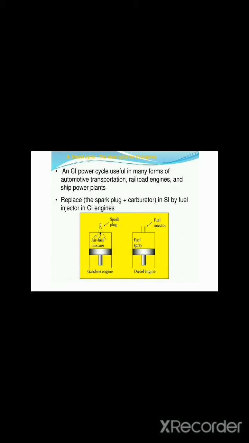The diesel cycle is the ideal cycle for CI engines, a CI power cycle useful in many forms of automotive transportation, railroad engines and ship power plants. Replace the spark plug plus carburetor in SI engines by a fuel injector in CI engines. These are the pictures of a gasoline engine and a diesel engine. In the gasoline engine the spark plug is available, and in the diesel engine the fuel injector is available there.